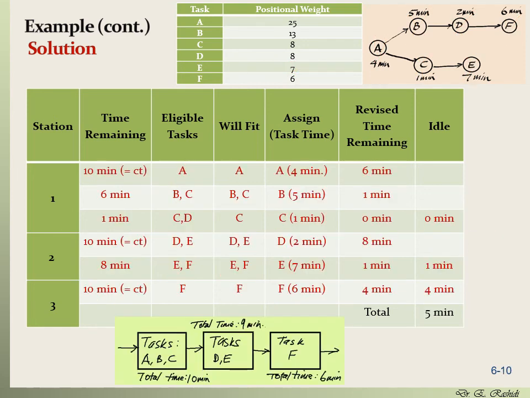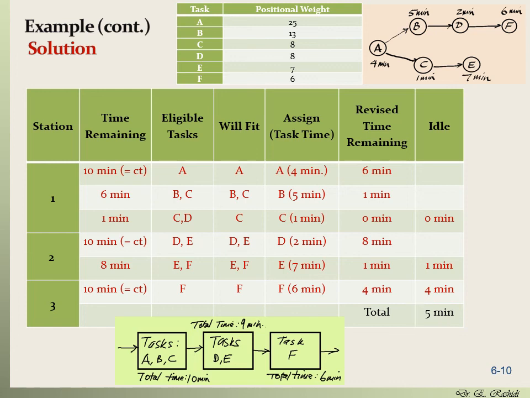Right, so this is a more clear and typed out version of the solution. As you see here, we have a total of 5 minutes idle time, and we have assigned all the tasks. We have assigned task A, B, and C in workstation 1. We have assigned task D and E to workstation 2, and we have assigned task F to workstation 3. So a total of 3 workstations. The total time for workstation 1 is 10 minutes. Workstation 2 is 9 minutes, and workstation 3 is 6 minutes. So there is a little bit of disparity between the workstation utilization, as you see here.